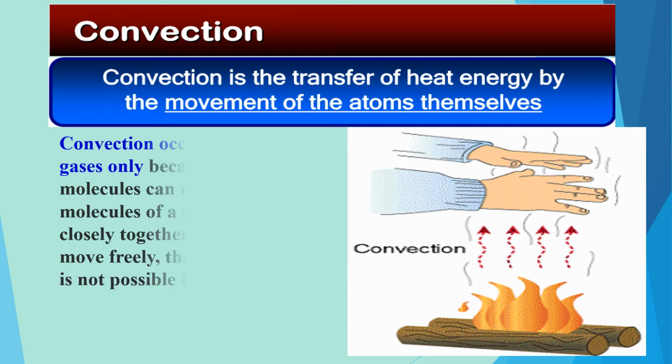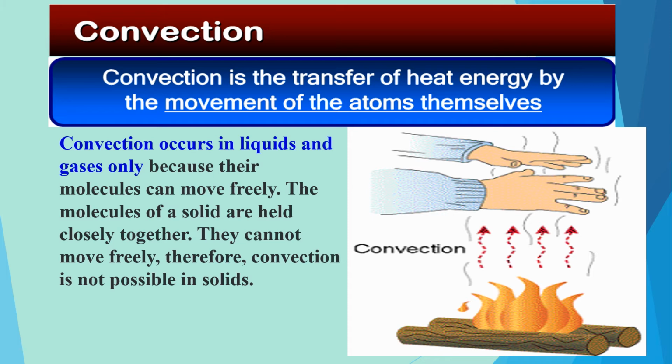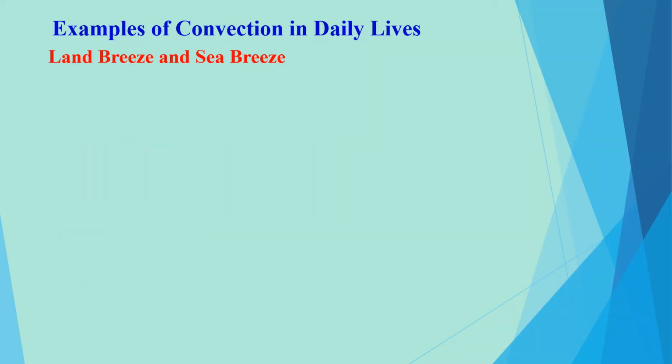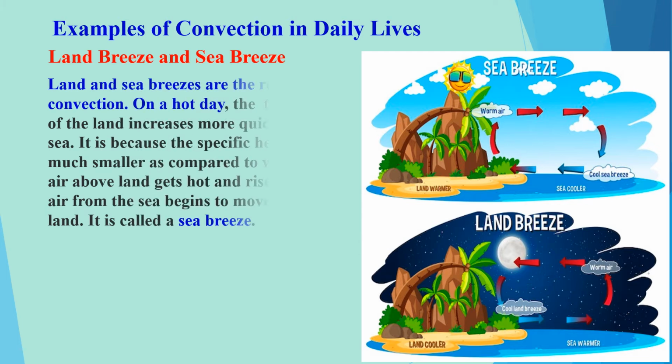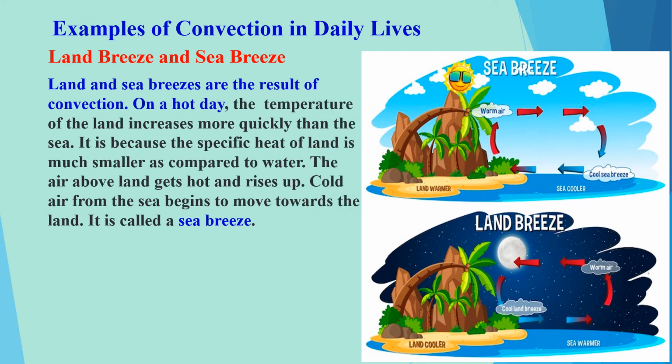Now, let's consider convection heat transfer. Convection is the transfer of heat energy by the movement of the atoms themselves. Convection occurs in liquids and gases only because their molecules can move freely. The molecules of a solid are held closely together. They cannot move freely, therefore convection is not possible in solids. Examples of convection in daily lives: land breeze and sea breeze. Land and sea breezes are the result of convection.